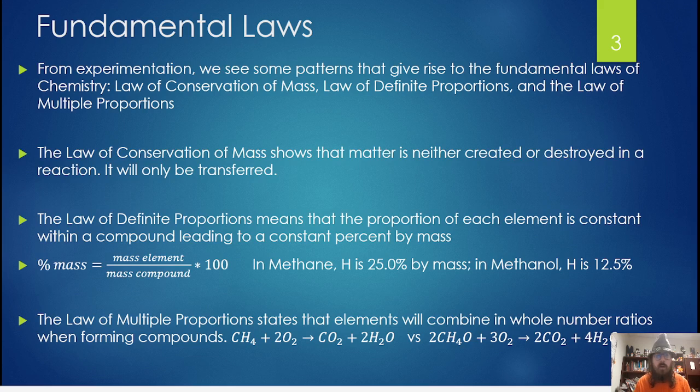Now, the law of definite proportions means that the number of each element within a given compound is constant. This will lead to a constant percent by mass, so we can trust that every compound of this type will always have a constant mass. It would be hard if every lump of charcoal had a different number of carbon atoms, or the carbon atoms weighed a different amount.